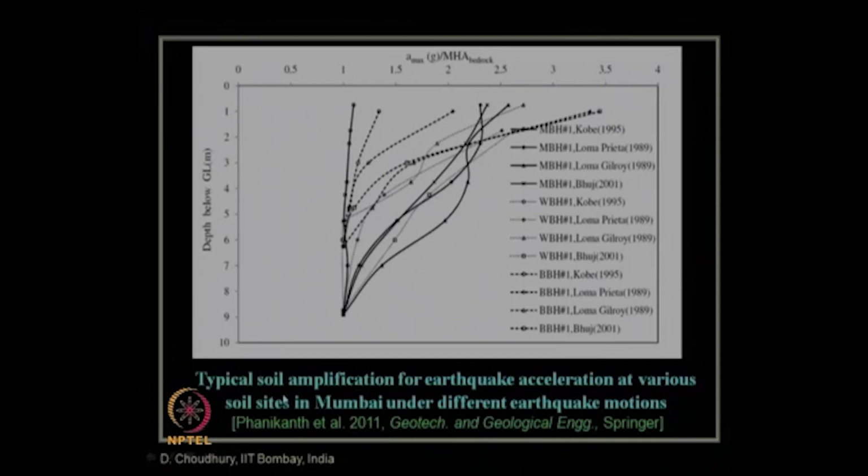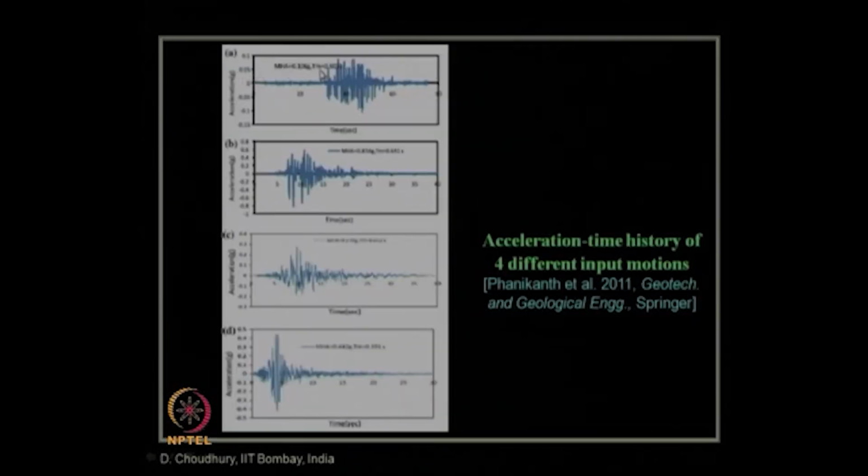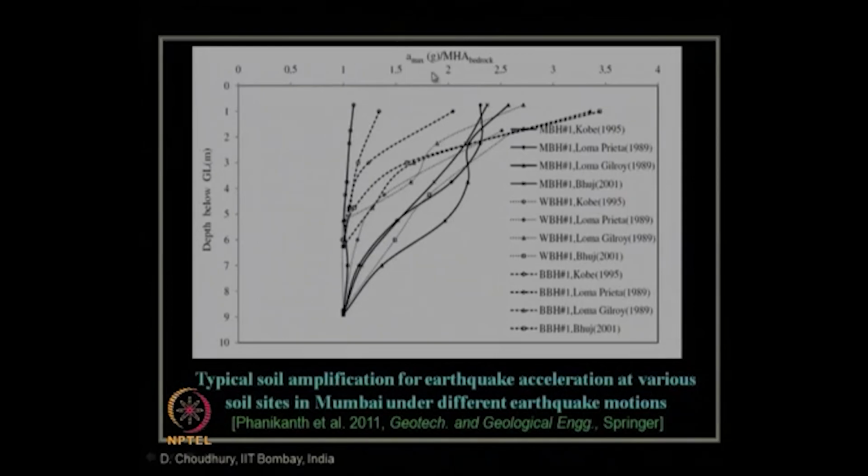You can see the result that the Amax value, the maximum value at ground level for MBH1, was more than 0.2 G. So, if you compare with your input value of 0.106 G, what is the increase or amplification of peak value? Amplification is nothing but Amax in terms of G at ground level divided by maximum horizontal acceleration at bedrock level. That will give you the values of amplification with respect to depth.